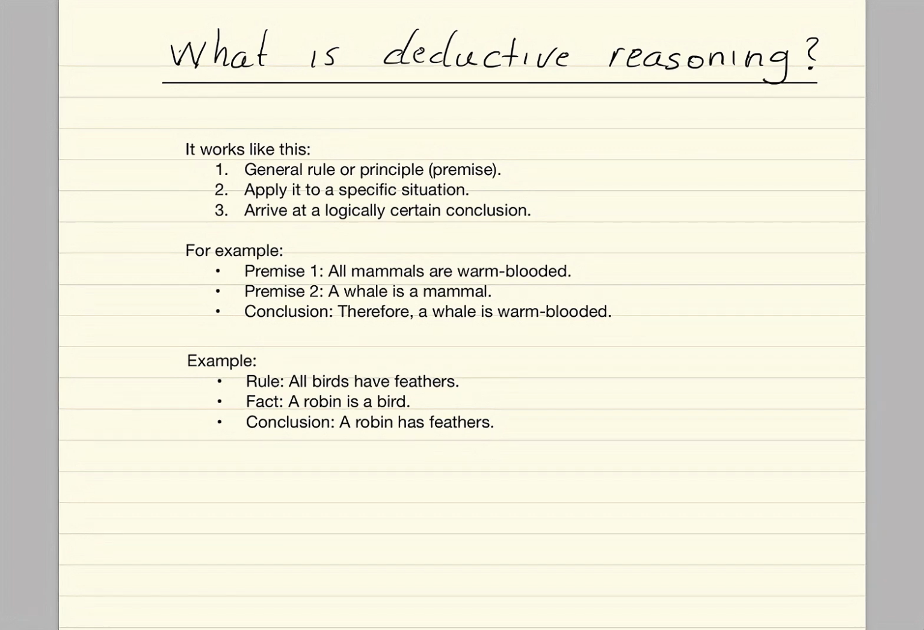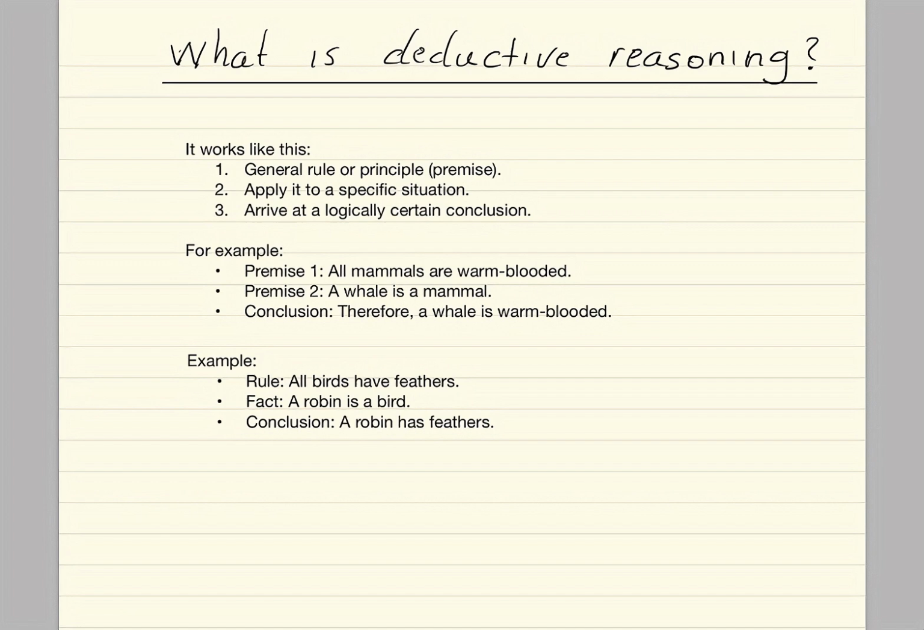After you know that fact, then you think to yourself, okay, a whale. Another fact we know is that a whale is a mammal. So if those two premises, those two facts, are correct, then the conclusion must also be correct. So therefore, a whale is warm-blooded.